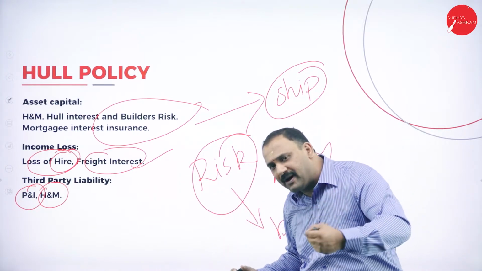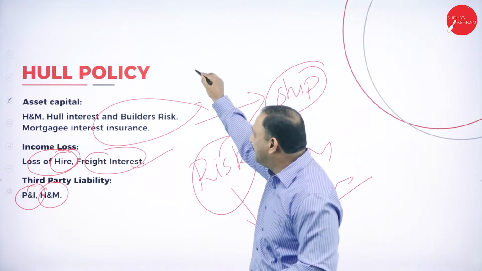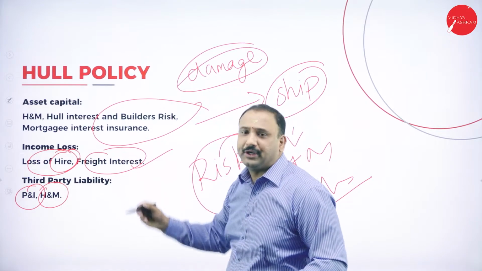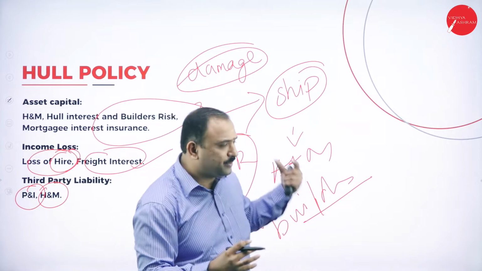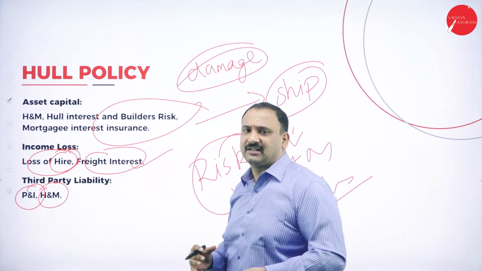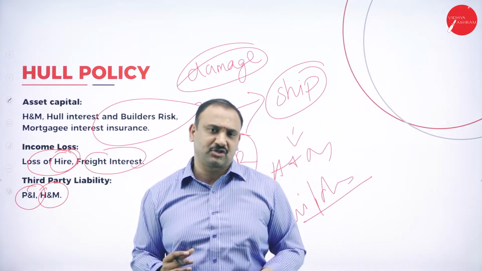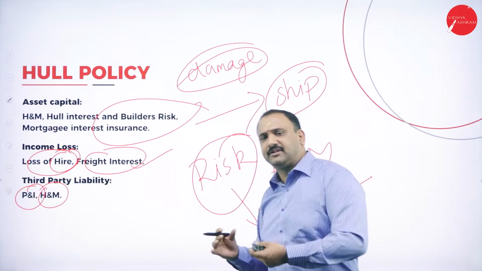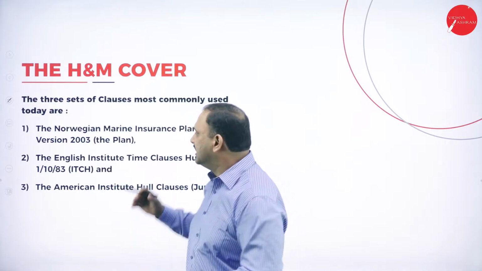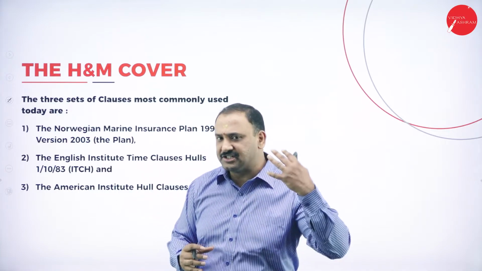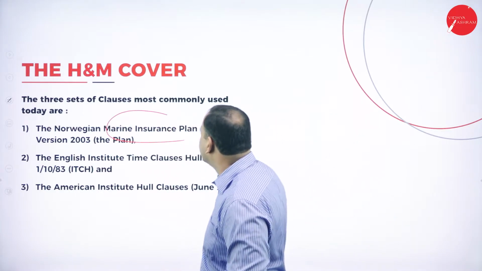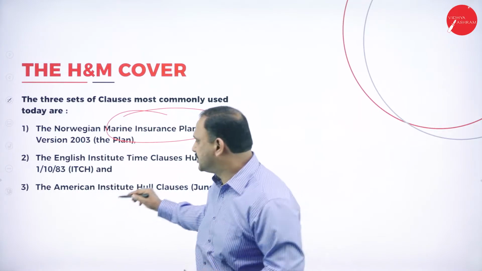Why? Because third-party liability is some sort of damage that can be caused to the ship, and in case that damage is notified, identified, calculated and taken into position, the H&M and the P&I will come into the factor in terms of assessing the damage caused by third party incidents altogether. Now, the H&M cover, there are 3 clauses for that. The H&M cover is a kind of package that is being offered altogether. Now, what is this coverage? It is the Norwegian Marine Insurance Plan of 1996, the updated version of 2003.